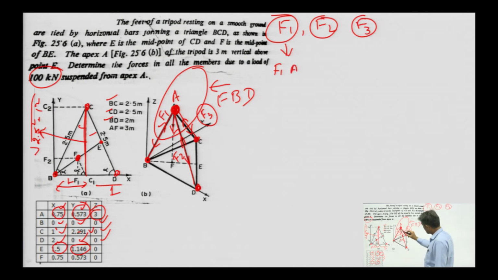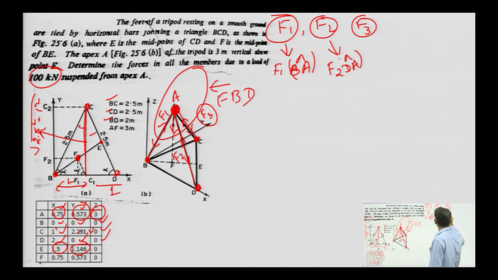What is the unit vector for F1? The unit vector BA. The value of F2 will be F2 into unit vector DA, as it is acting from D to A. The value of F3 will be F3 into unit vector CA, as it is acting from C to A. The coordinates are known to us, so we are able to write the forces F1, F2, F3 in vector form. Then what is the problem? Nothing.